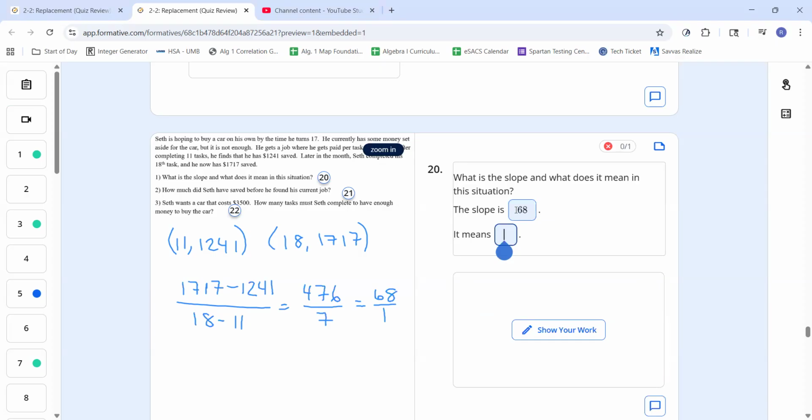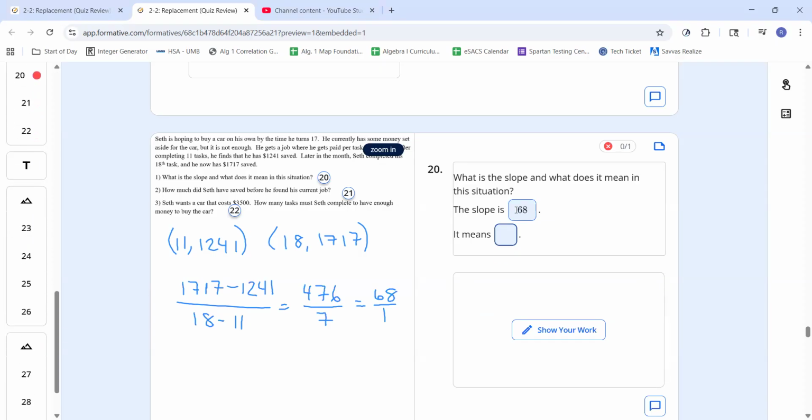What does it mean? That's the more important part here. By the way, on this one, if you don't type it exactly the way I have it, it's going to count it wrong. So I don't remember what I made the answer here, but I think it's something like this.